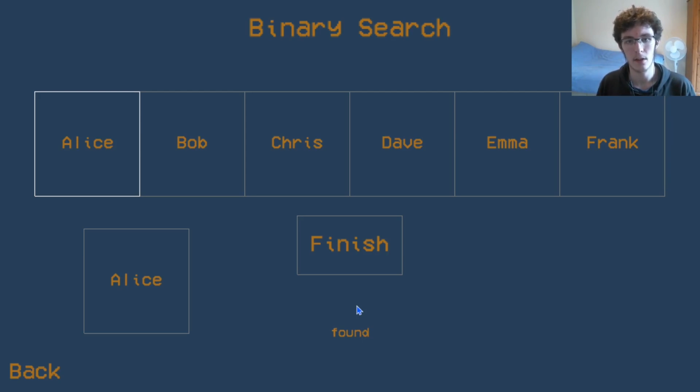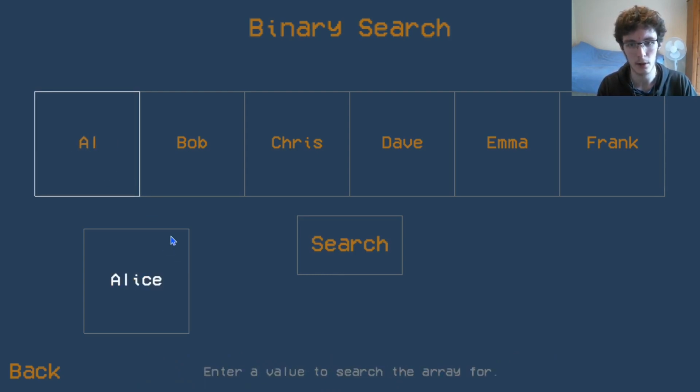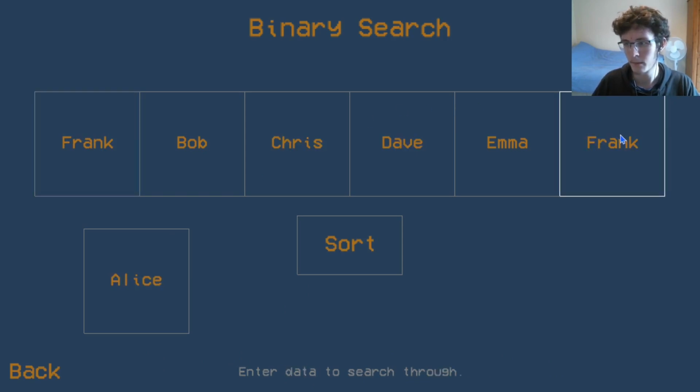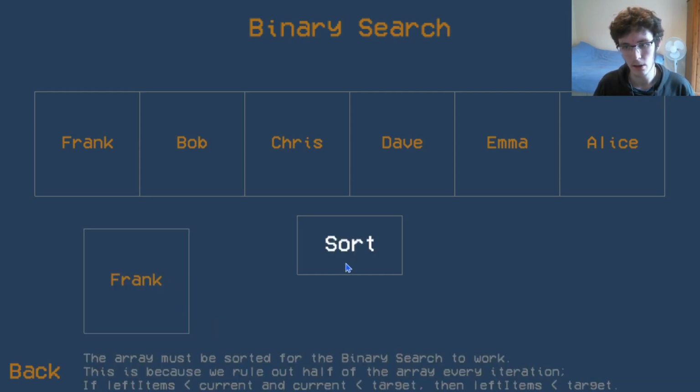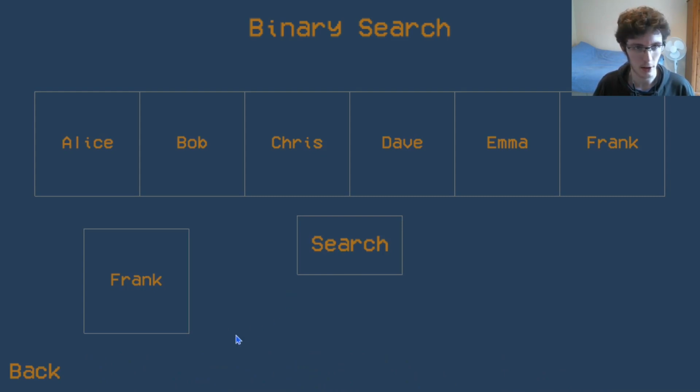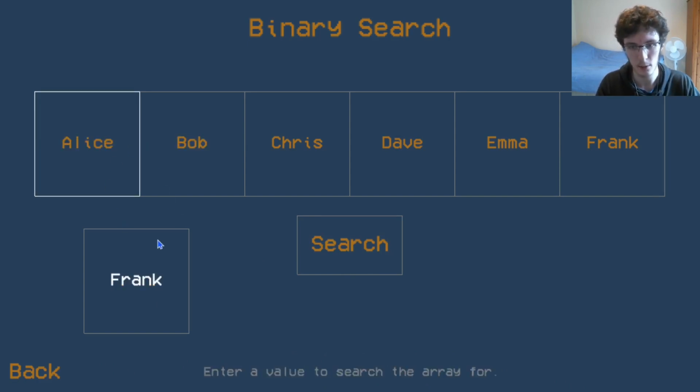The only real downside to binary search is that it must be sorted. The collection must be sorted in order for binary search to work. And let's just have a look at why that's the case. Let's swap Alice and Frank round. So now the collection is no longer sorted in order. Let's target Frank again, and you'll see that when we do the first check, I've implemented a sort button there, so we'll need to check it manually.